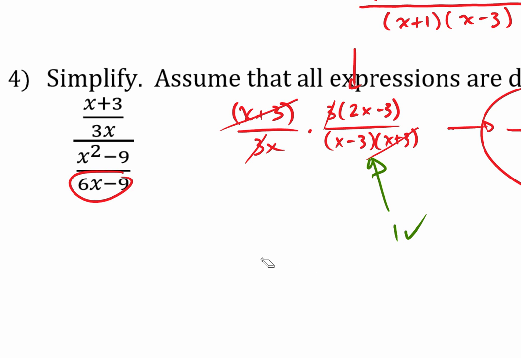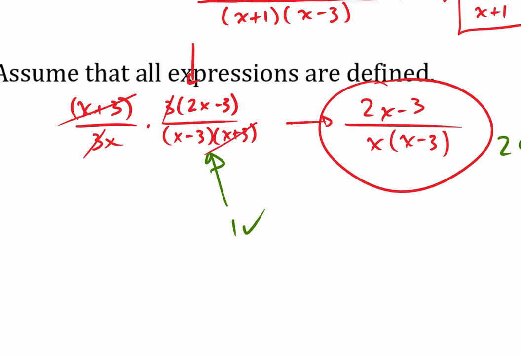And the other thing is this. Look, I've got this numerator divided by this denominator. So you can see I just rewrote the numerator, and then I flipped the denominator, right? It became 3 times the quantity of 2x minus 3 over x minus 3 times x plus 3. There were common factors, both had a 3, and both had a common factor of x plus 3. This said, assume that all expressions are defined, so you didn't have to tell me that x can't be 0 or 3.